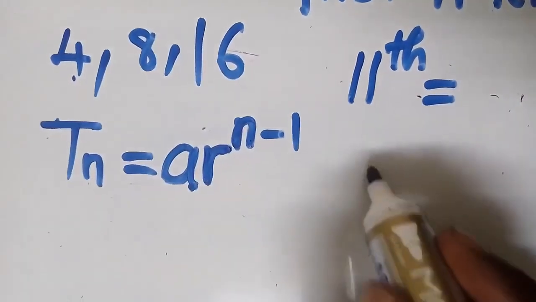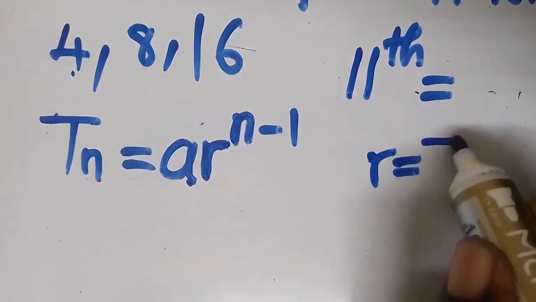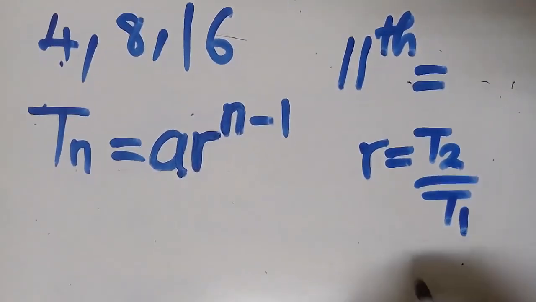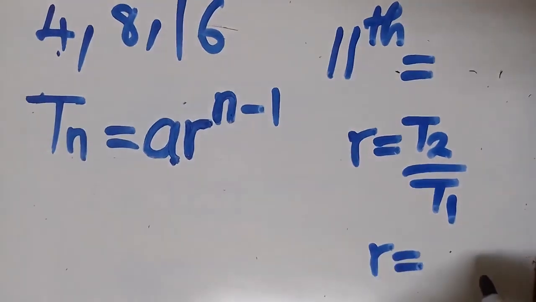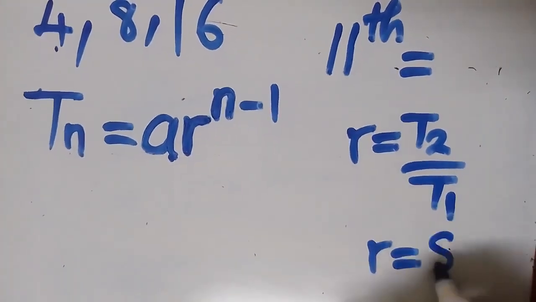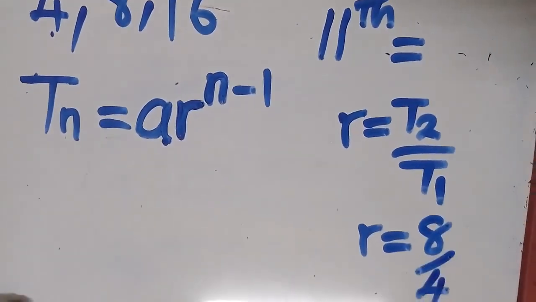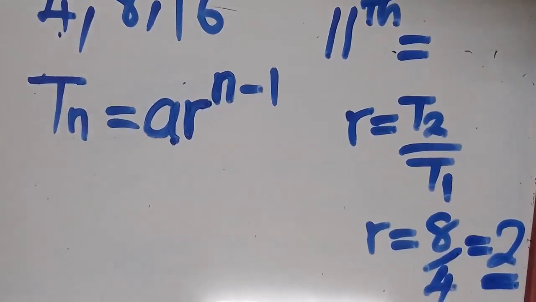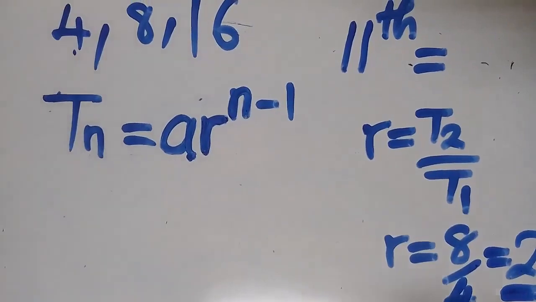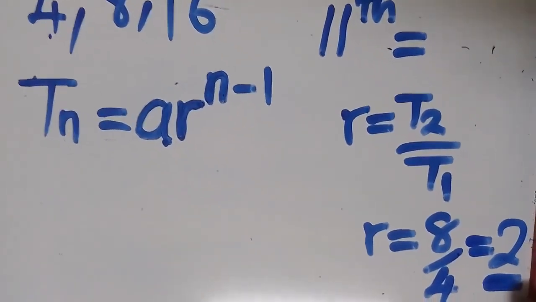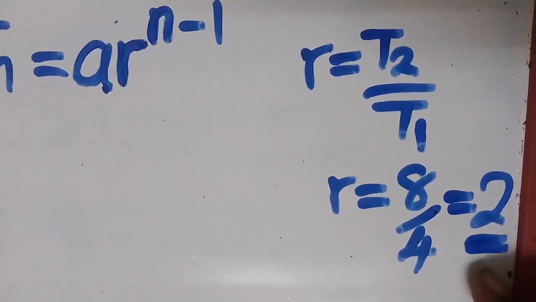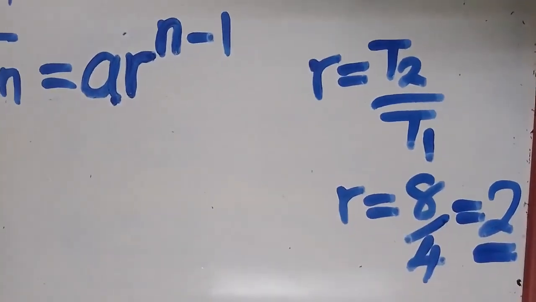You know that the formula for the common ratio is equal to what? You just do second term over first term. This is the formula for the common ratio. What is your second term? 8. What is your first term? 4. When you divide there, you get a 2. So this is your answer. The common ratio is 2. So 2 is our common ratio.